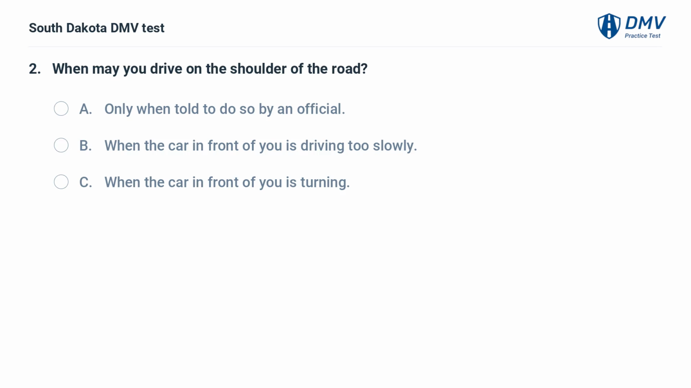When may you drive on the shoulder of the road? A. Only when told to do so by an official. B. When the car in front of you is driving too slowly. C. When the car in front of you is turning.